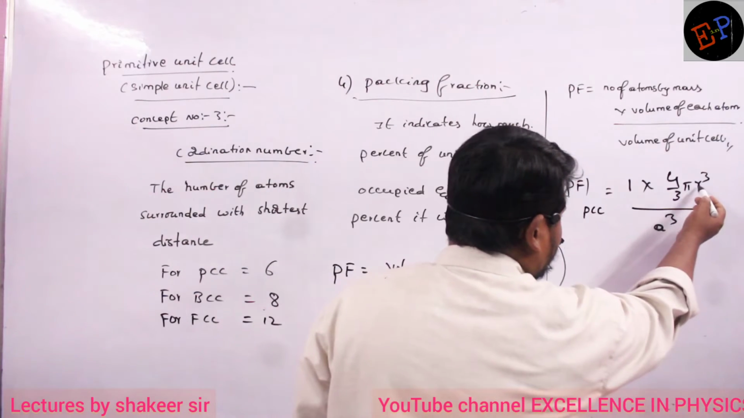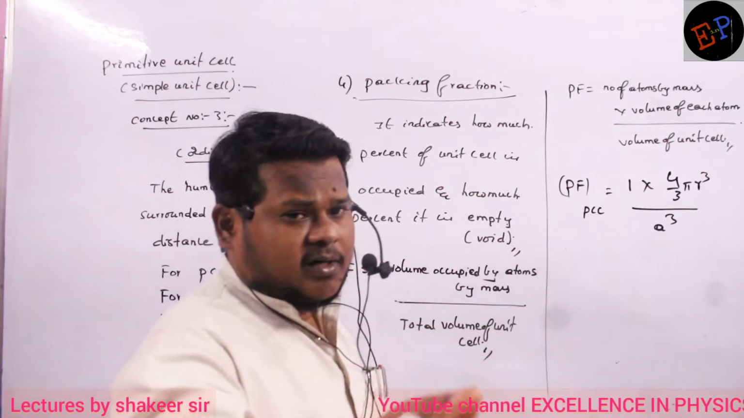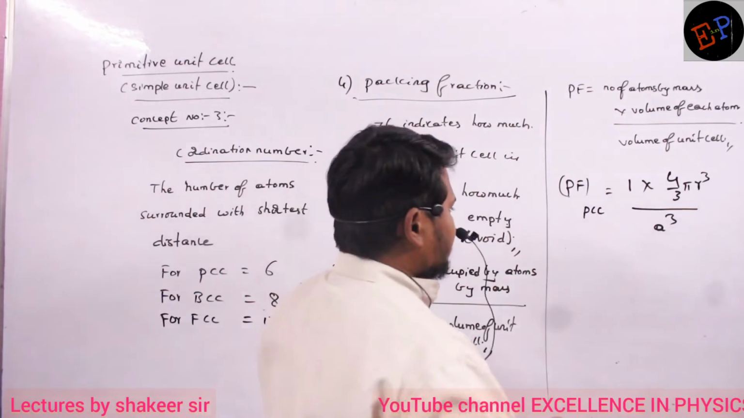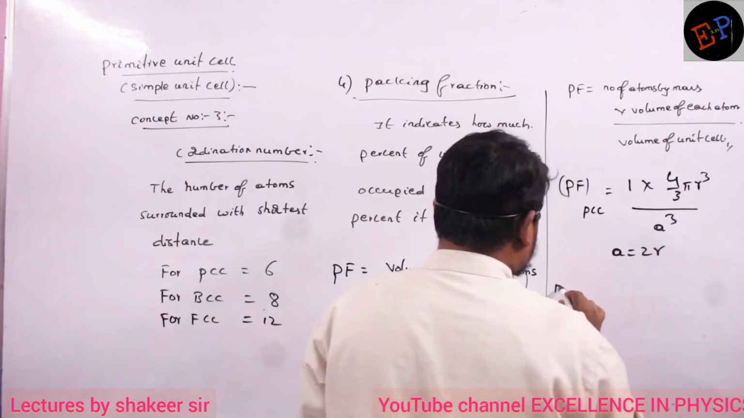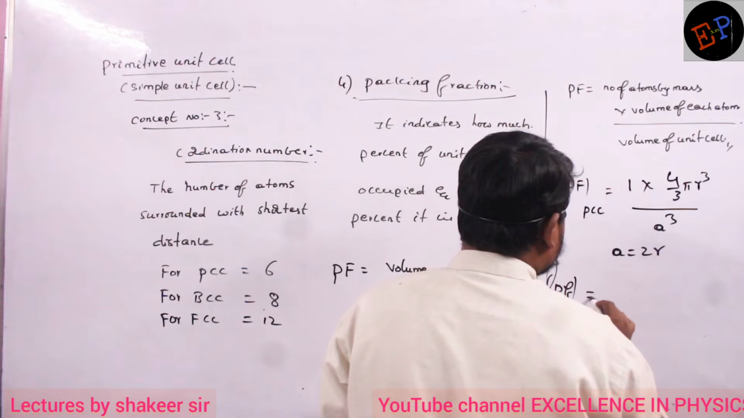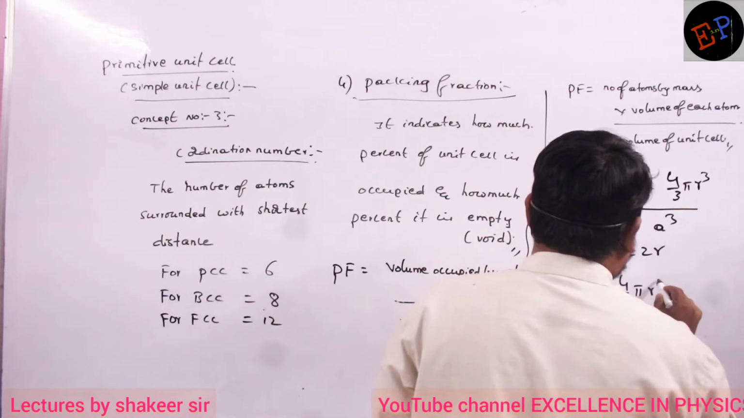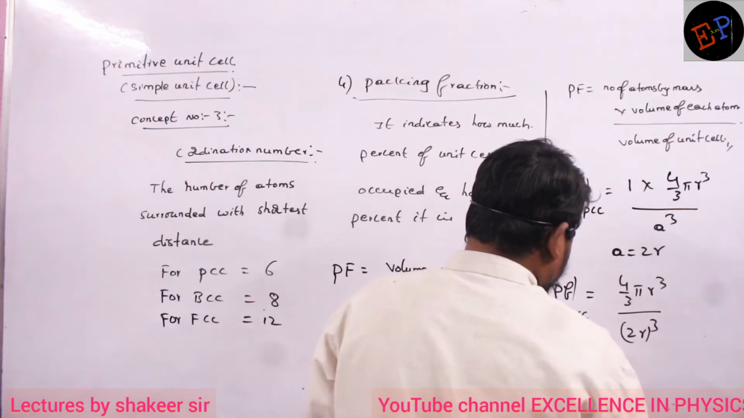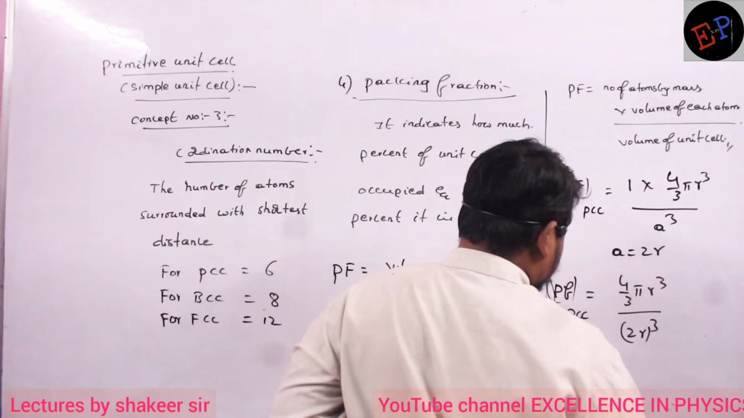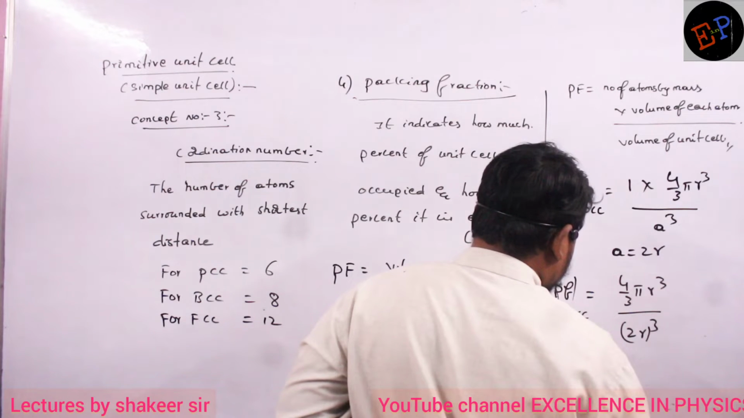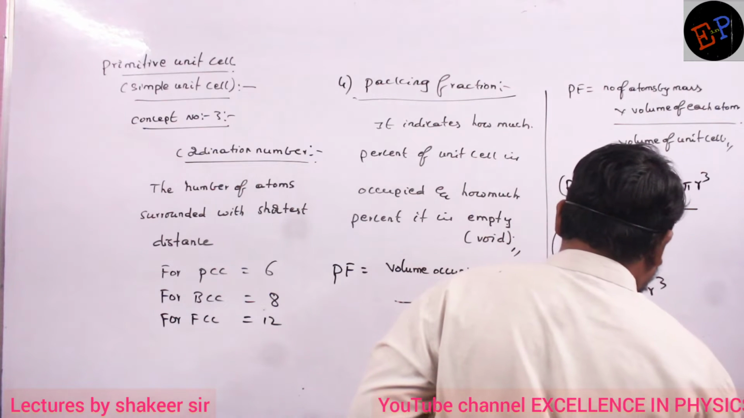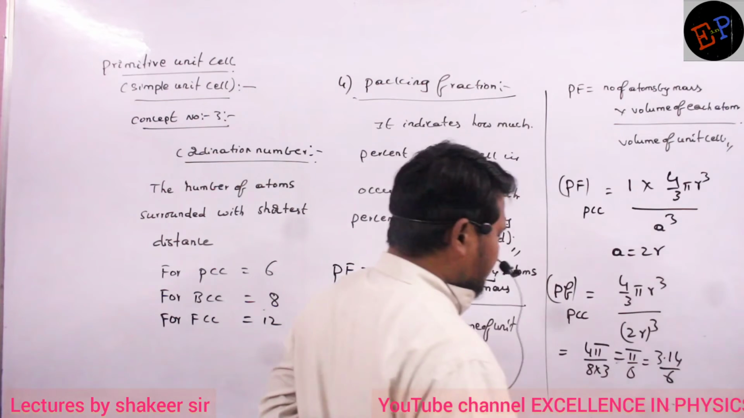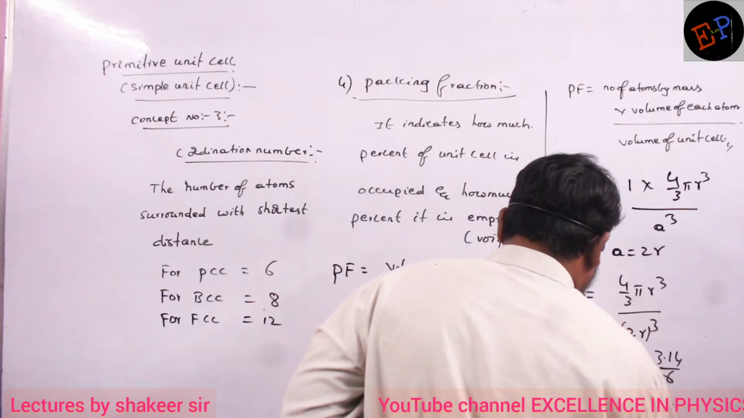Here I have R and here I have a. Already we calculated the relation between a and R: a is equal to 2R. Substitute here. So the packing fraction of the primitive cubic unit cell is 4 by 3 pi R cube divided by (2R) whole cube. R cube gets cancelled, 8 will be there, so 4 pi by 8 into 3. Therefore it is pi by 6. 3.14 divided by 6, slightly greater than 1 by 2, so it is approximately 0.52.